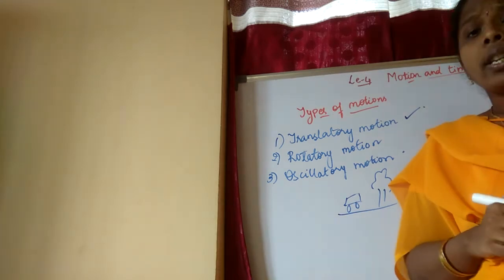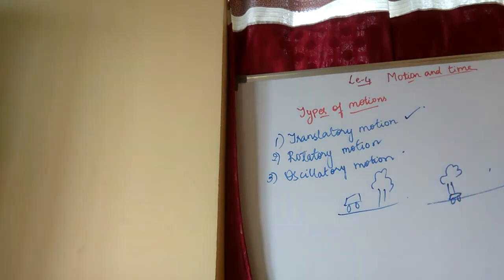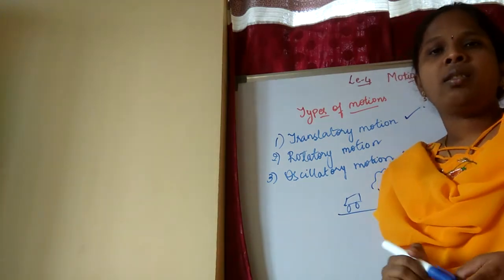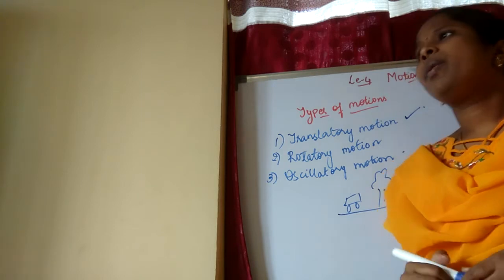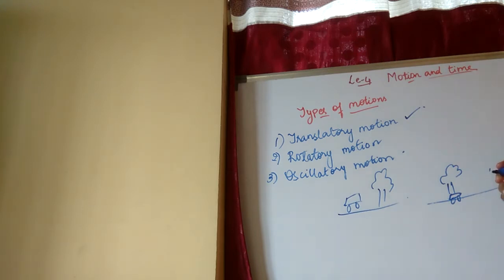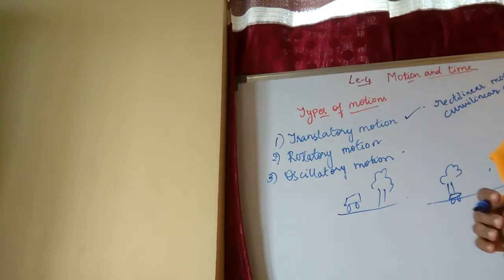Next, what is the meaning of rotatory motion? By the name itself we can easily tell, rotation. Rotation means what it will be. So before explaining, in the translatory motion, we are having two types: rectilinear motion and curvilinear motion. Rectilinear motion and curvilinear motion.